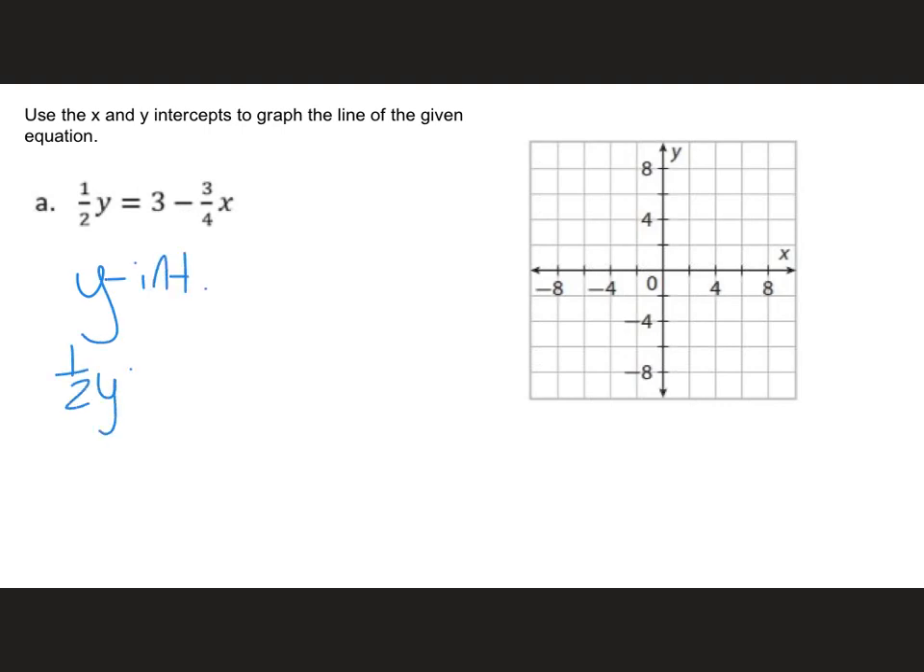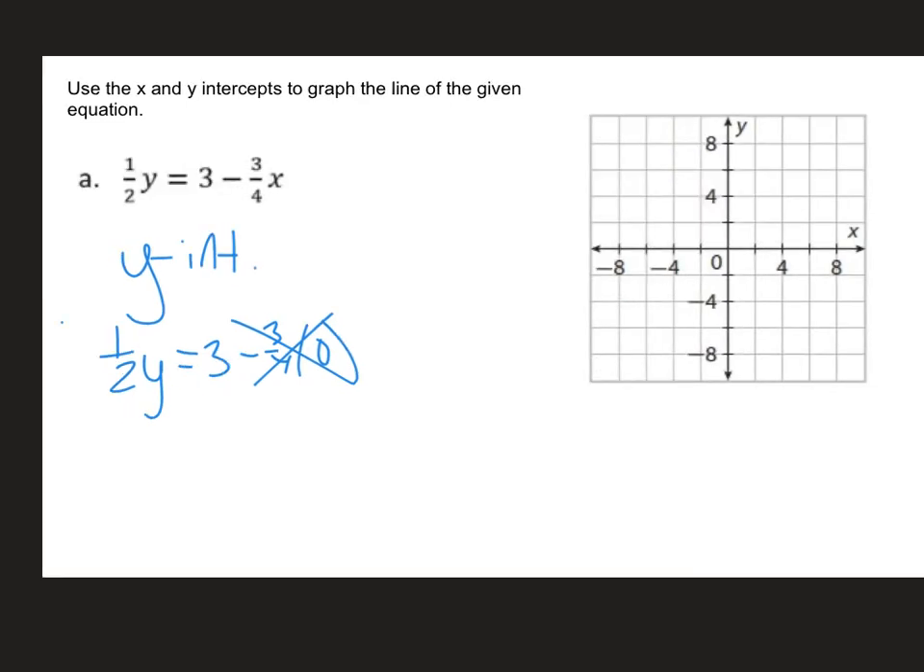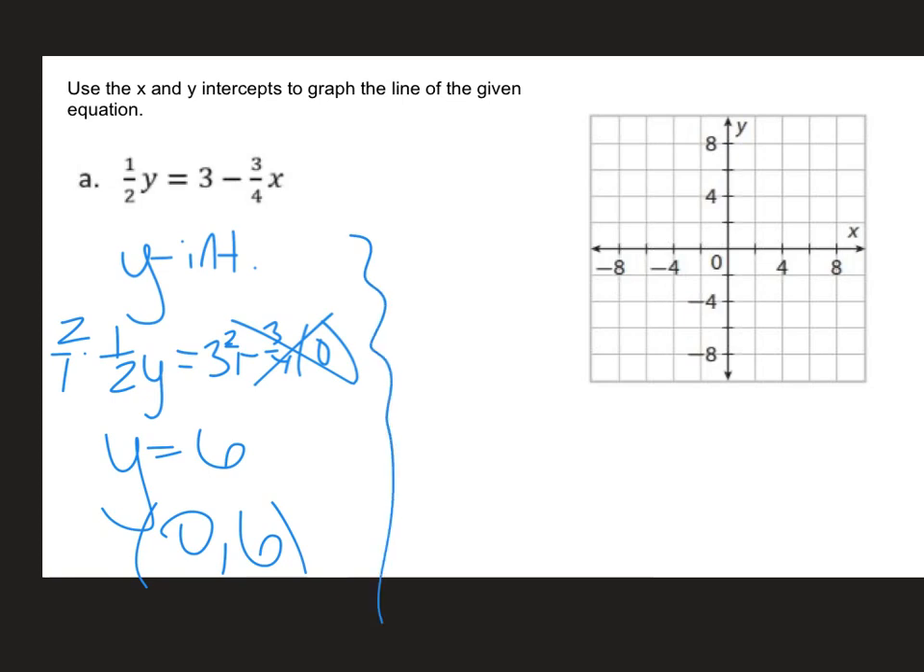If I have 1/2 y = 3 - 3/4 times 0, that goes to 0, so I don't have to worry about it. So I have 1/2 y = 3. Well, if I multiply by the reciprocal, which would be 2, so I can multiply by 2 over 1 on both sides, then that would give me y = 6. So our y-intercept would be at (0, 6). X is 0, y is 6. And I could graph that on my y-axis there.